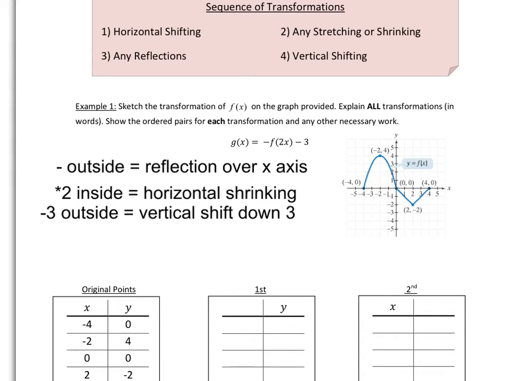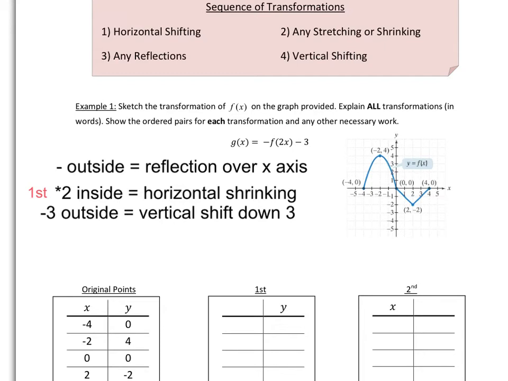So looking back up at our sequence of transformations, the first question is, do we have any horizontal shifting? So horizontal shifting would be if we had a number being added or subtracted inside, shifting left or right. So looking at our list, I don't see anything that would show a horizontal shift. So we don't have the first one, so we're done there. So then our next step would be to see if we have any stretching or shrinking. Well, we do. We had that times 2 inside, which was a horizontal shrinking, so that's going to be our first step, doing the horizontal shrinking.